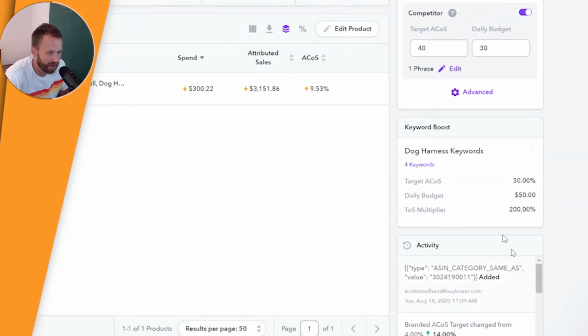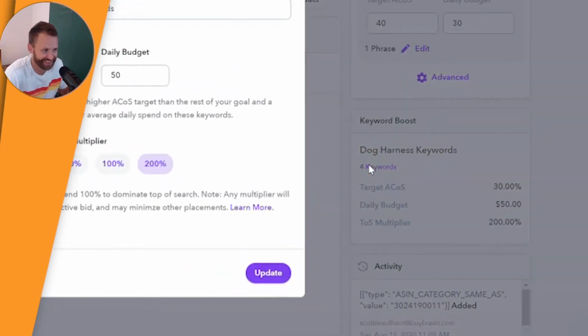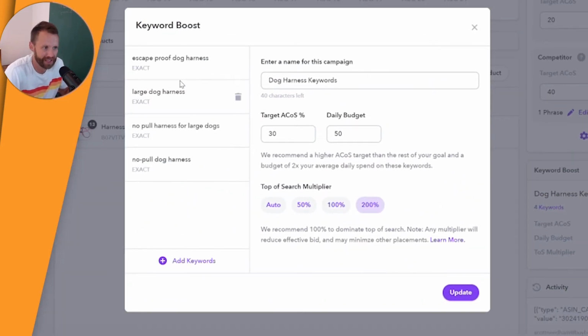And then there's another campaign in there that was called the keyword boost. We think it is important to start ranking on top keywords. So this leash is very specific to large dog harnesses, and it's a no-pull harness. It's escape proof. These things are what it does really well, and those also turn out to be really competitive, top keywords. And so I can separate out just the top keywords that I want to laser in on, and I can create my own budget and ACOS around them and a top of search multiplier.